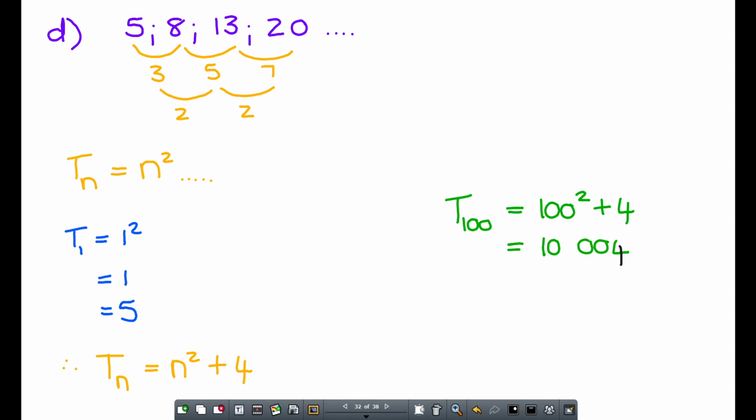And then I see, how do I get from 1 to an answer of 5? I've got to add 4. And then I know it's going to be n squared plus 4. But then I think that's the answer. So I double check it at term 2 or term 3, any other terms, just to double check. And if it then works out, then I know that's my formula.